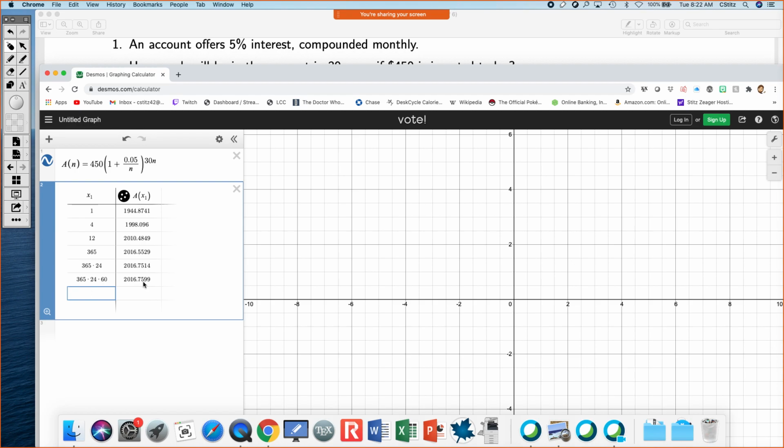Okay. So what's happening here? What's happening here is something in calculus we call a tug of war. That's what I call it in calculus. It's an indeterminate form, meaning this. You are compounding more times per year. And at every instant in time, you are accruing interest.